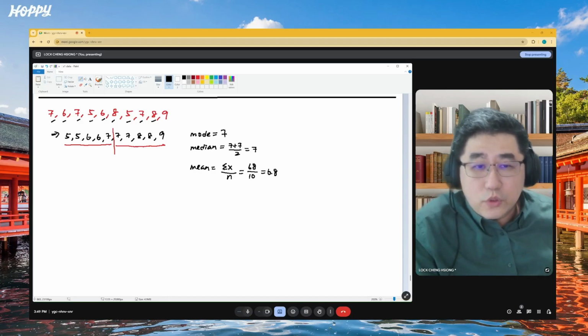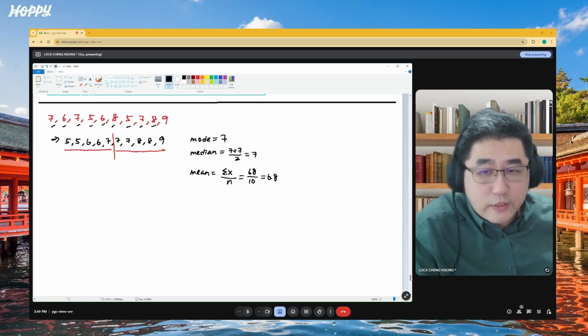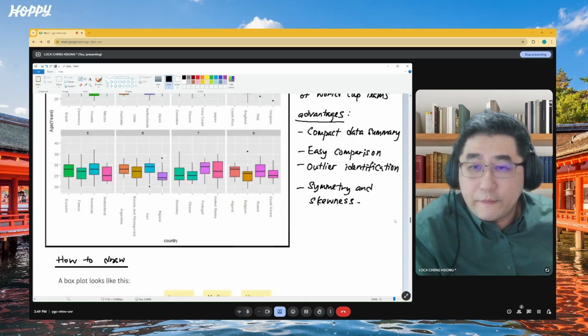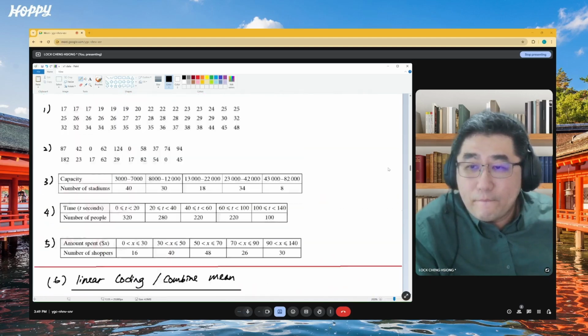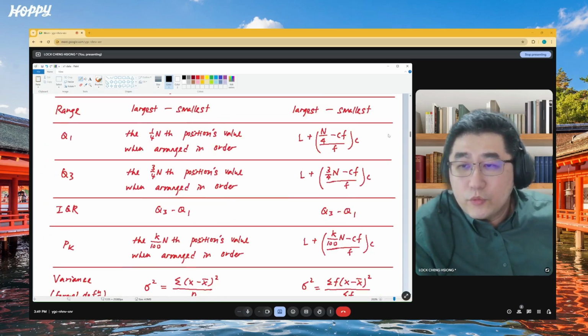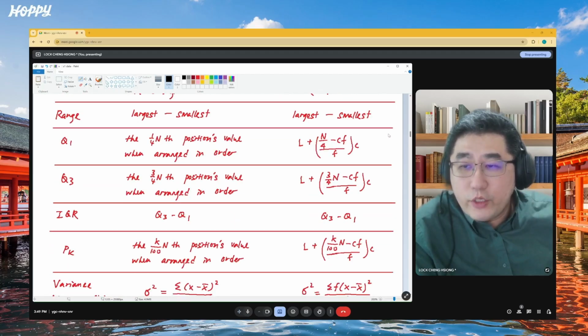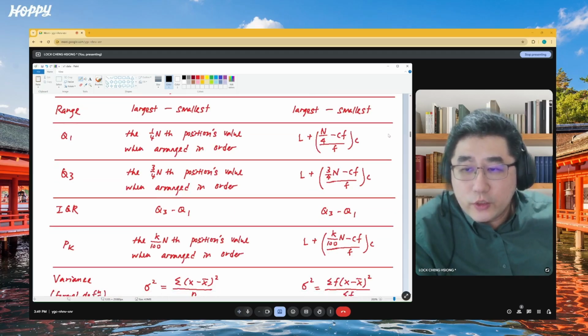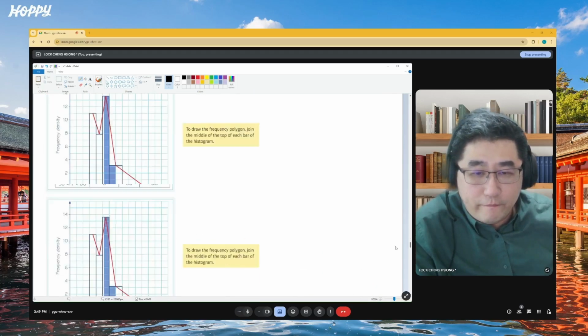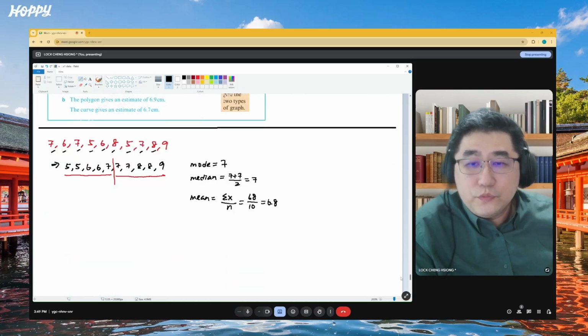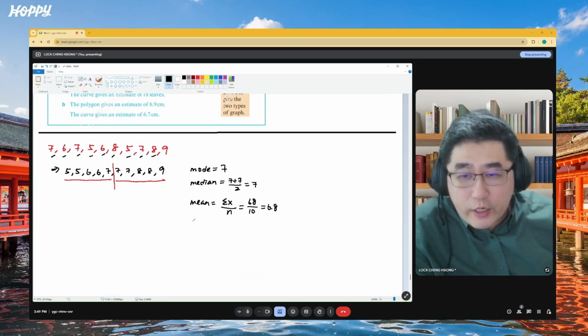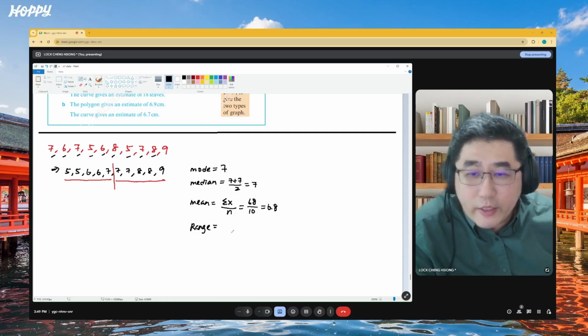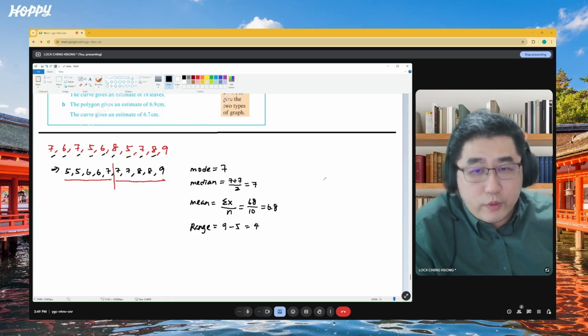So what are the things that I need? Let's see, go back. After that I have range, Q1, Q3, IQR. Then I have range. Range is the highest number minus the smallest number. So 9 minus 5, I have 4. So that will be the range.